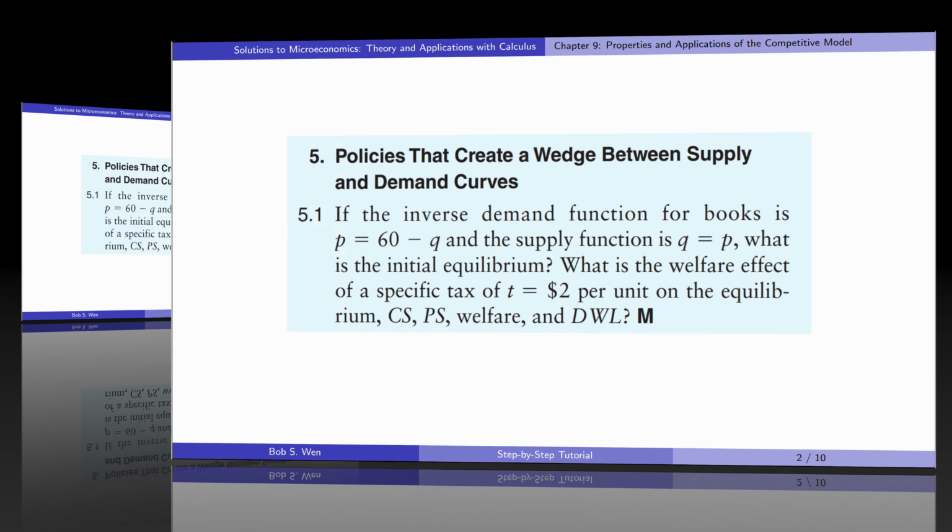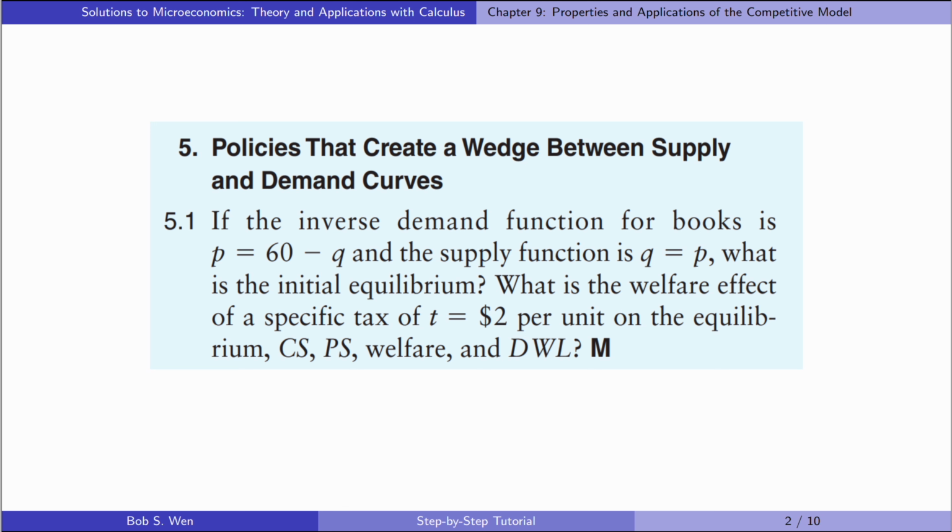Let's answer exercise 5.1. If the inverse demand function for books is P equals 60 minus Q and the supply function is Q equals P, what is the initial equilibrium? What is the welfare effect of a specific tax of T equals $2 per unit on the equilibrium, consumer surplus, producer surplus, welfare, and deadweight loss?